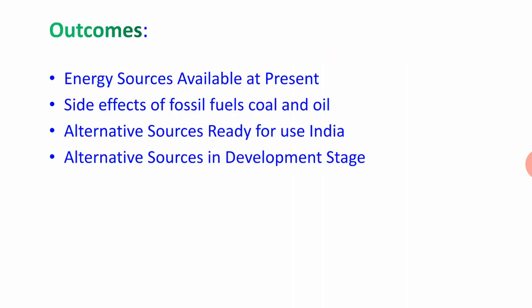The next, what is the outcome? What is the main outcome from this one? The energy sources available at present, as we have discussed, and the side effects of the fossil fuels, coal and oil. And then the need to change from fossil fuels to alternative resources for energy generation. That means the alternative sources ready for use in India, and the developing stage ones we have also discussed.